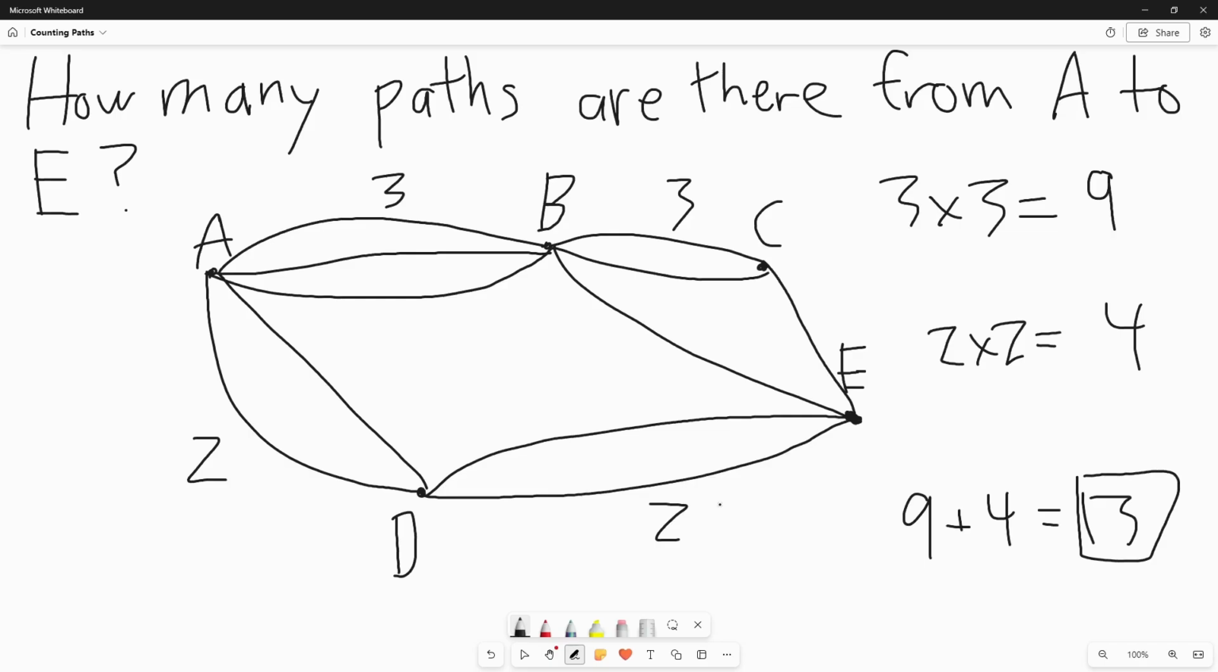And it wasn't as hard as it seemed because we can just separate this whole thing into 2 parts, one from going from A to B and then one going from A to D. So everything that I explained in this video and all the problems that I went through should teach you everything that you need to know about counting paths.